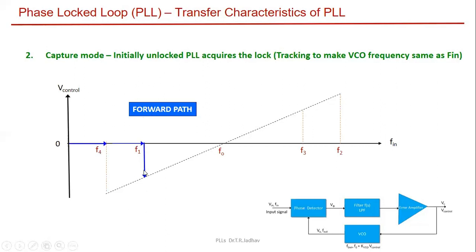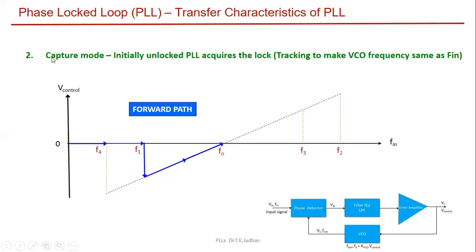Capture mode starts at F1, where the PLL starts the action, and gradually this error goes on decreasing. Here the error was more, later it is reduced, then reduced, then reduced, and finally at F0, the error becomes 0. So at F0, we can say that the PLL has perfectly established the lock.